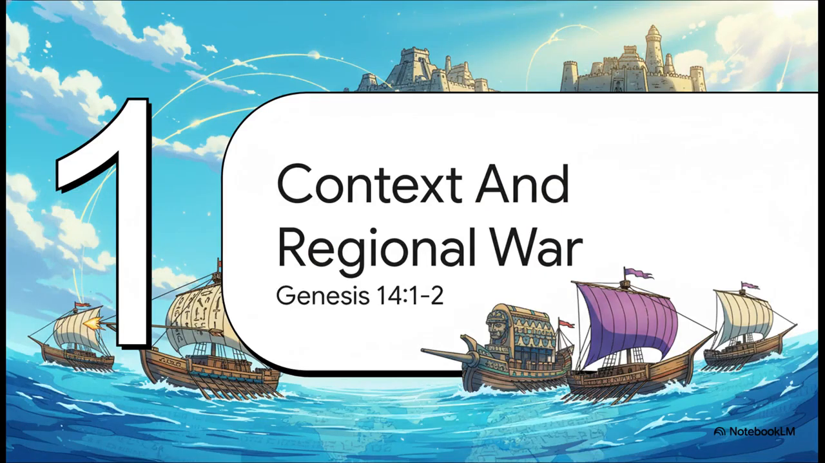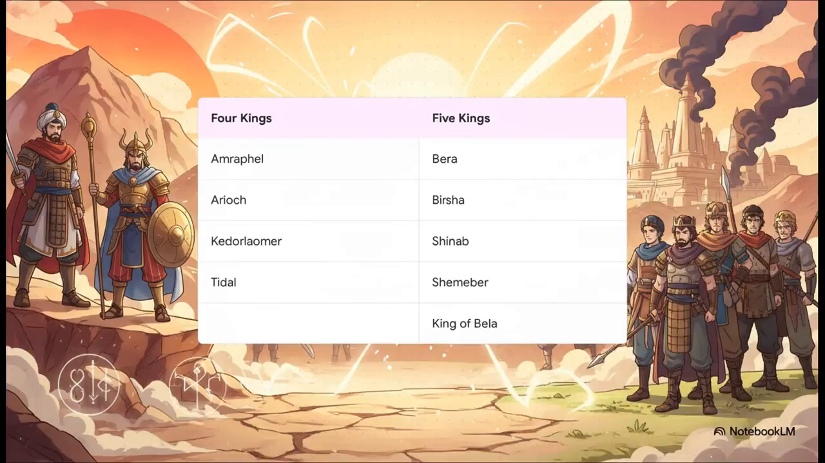Section 1. Context and regional war. Let's dive right into verses 1 and 2, which introduce a massive geopolitical conflict in the ancient Near East. Before Abram even enters the picture in this chapter, the text sets a very wide, global stage. To understand this, we need to look at the key players.